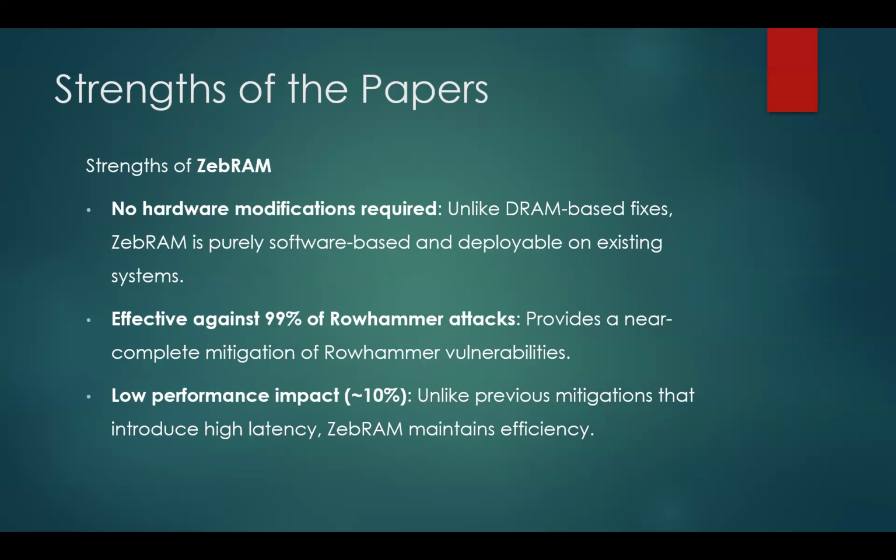The strengths of paper 2, ZebRAM, are as follows. First is no hardware modifications required. Unlike DRAM based fixes, ZebRAM is purely software based. Which is a very significant point actually, because it can be deployed on the system without any hardware modification requirement. It is very effective and very efficient. It's effective against 99% of Rowhammer attacks, which provides a near complete mitigation of Rowhammer vulnerabilities, and a low performance impact. Only around 10% overhead, unlike the previous mitigations that introduce high latency. So ZebRAM maintains the efficiency.